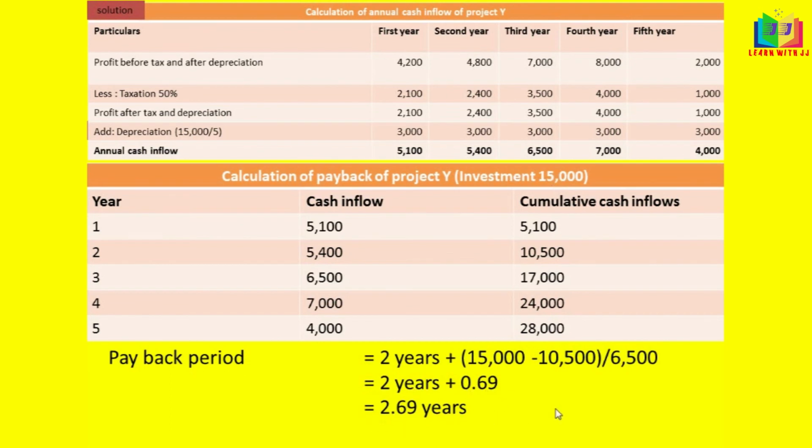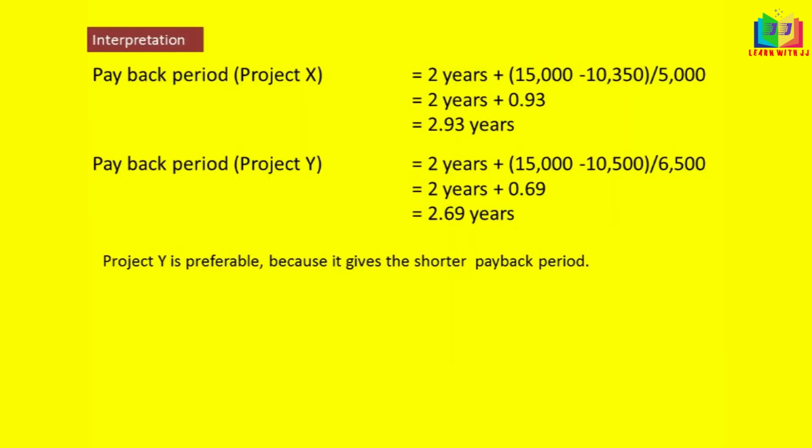Now we have to select which project is to be preferred. For that we have to decide using these payback periods. See, for project X it's 2.93 years and for project Y it is 2.69 years. Obviously we will select project Y because it gives the shorter payback.